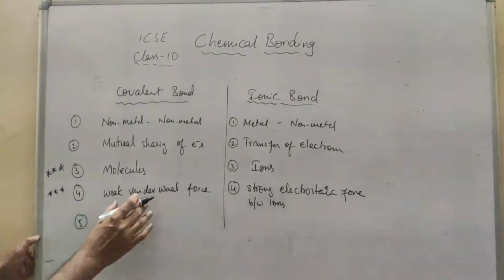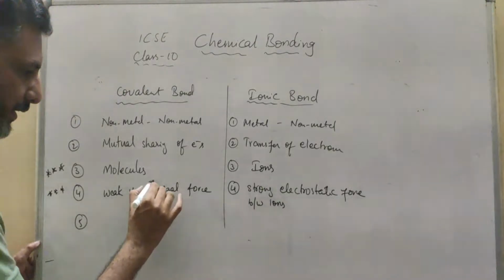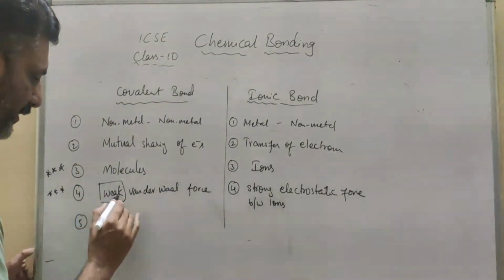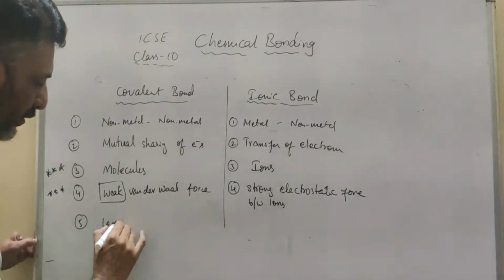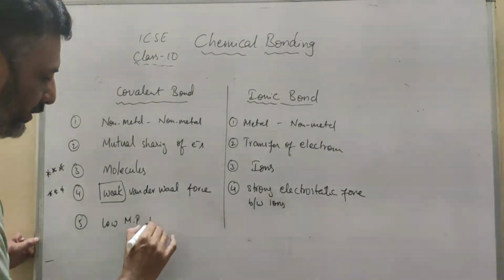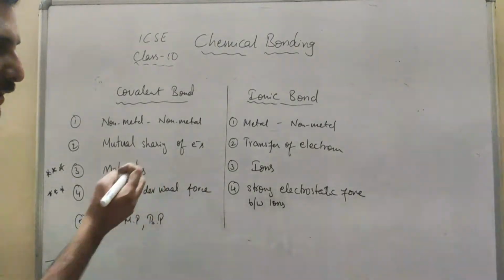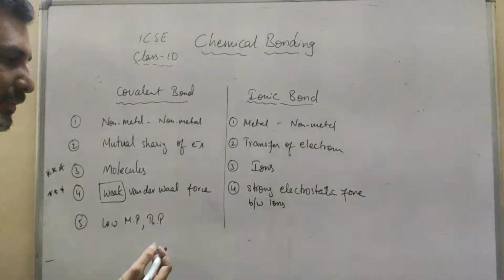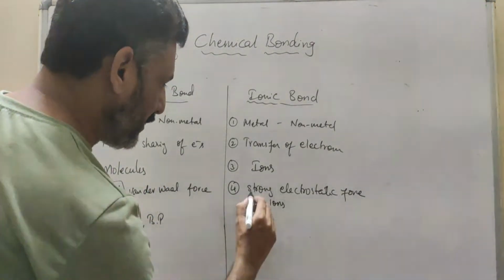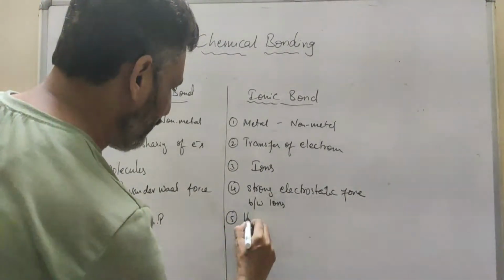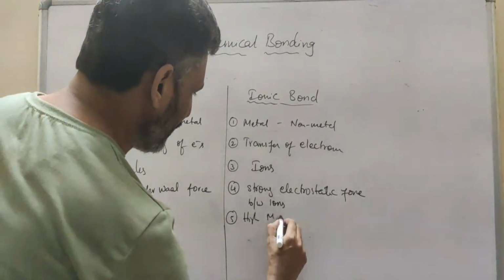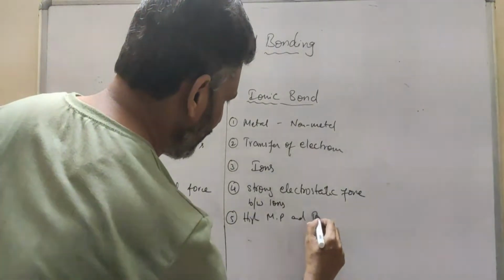Now since they have very weak force of attraction, they will have low melting point and boiling point, because the attraction force is very less, you can easily melt them or boil them. But here attraction force is very strong, so they will have high melting point and boiling point.